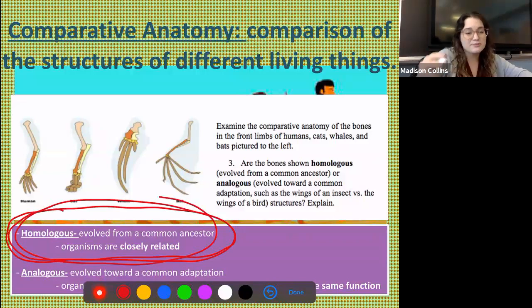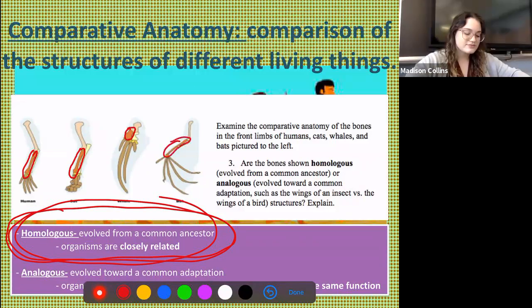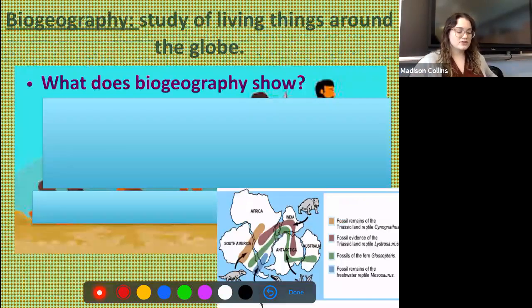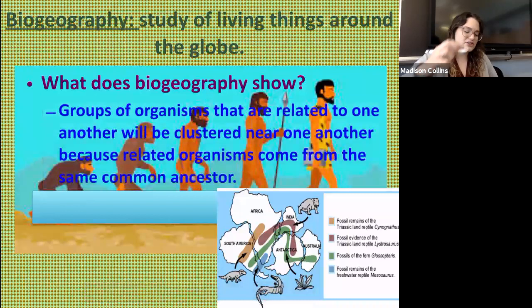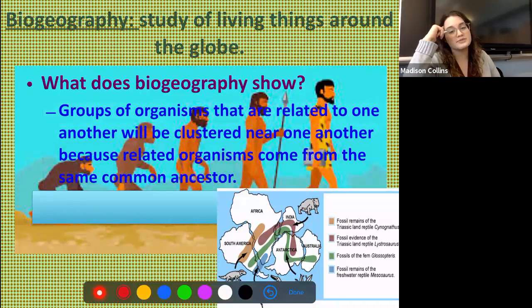And if you look at the bones on these structures, they've actually been color coded to show that those bones are the same across the species, right? So eventually, or somewhere down the line, each of these structures evolved from the same ancestor. All right. Moving on to biogeography. Biogeography is the study of living things around the globe. And what does biogeography show us? Well, it shows us that groups of organisms that are related to one another will be clustered near each other because related organisms, again, come from the same common ancestor.